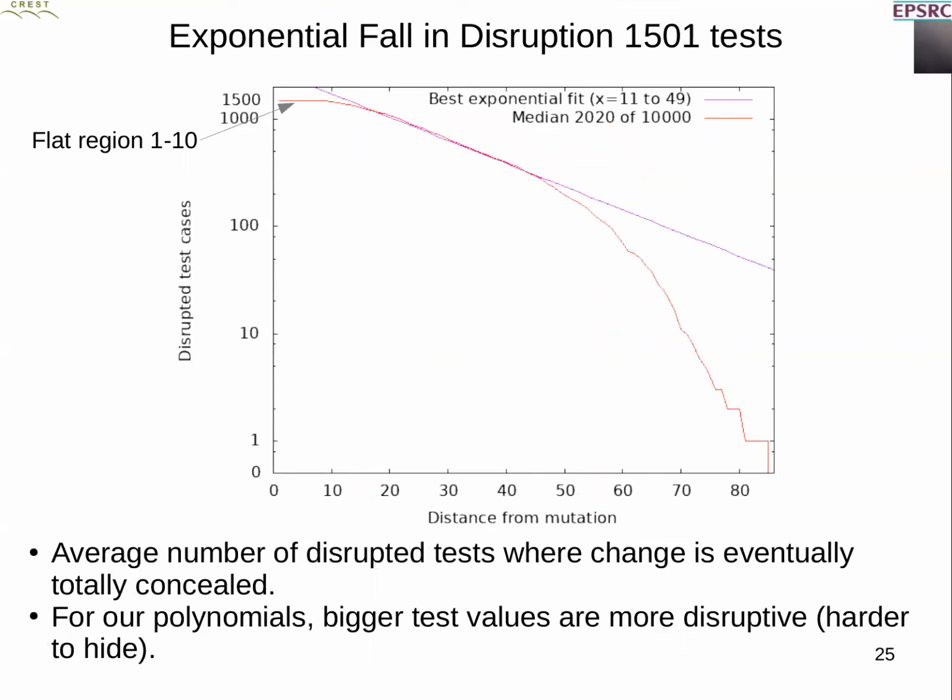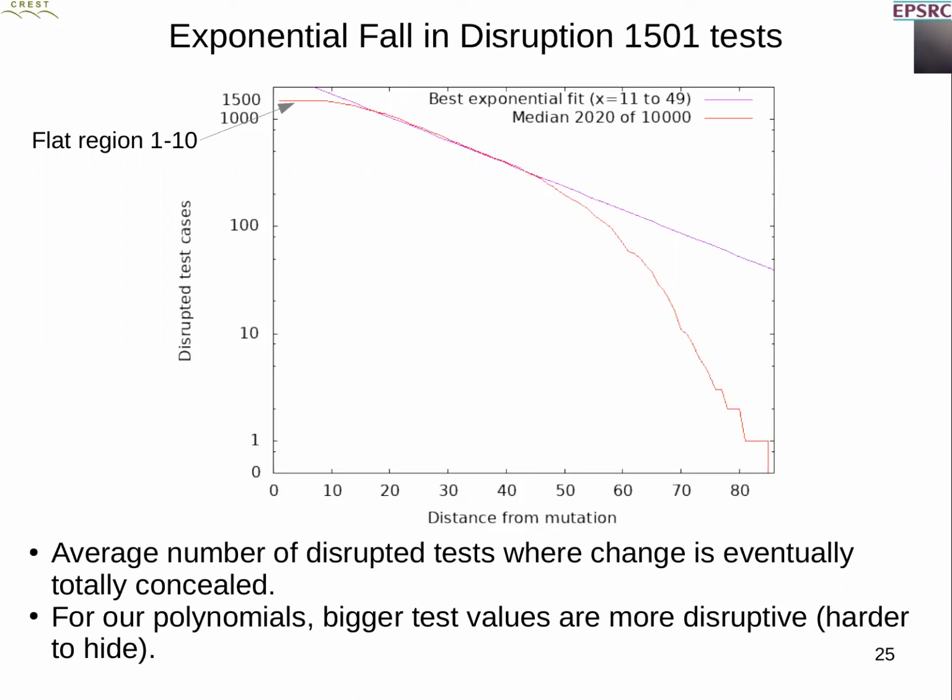Last bit here is I've looked at a slightly different system. It's got slightly more test cases, so we've now got 1,501 test cases. And what I'm plotting is, instead of individual failing or disrupted test cases, I'm looking at the average. So this is the average over 2,000 or so mutants. And you can see that that's a pretty good fit to an exponential decay.